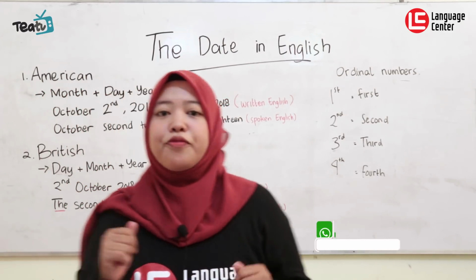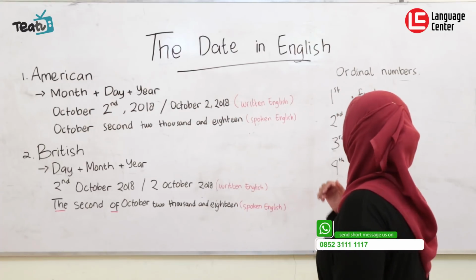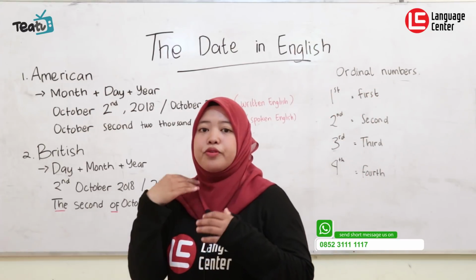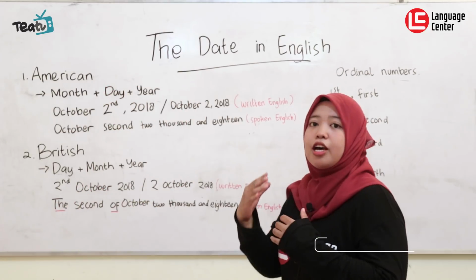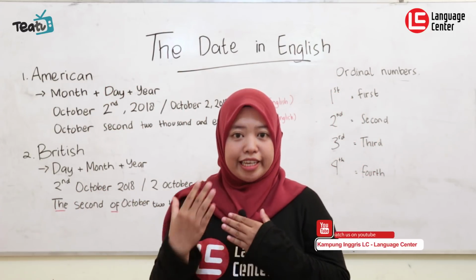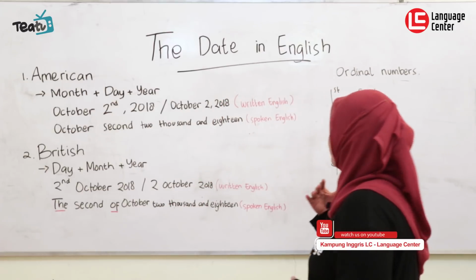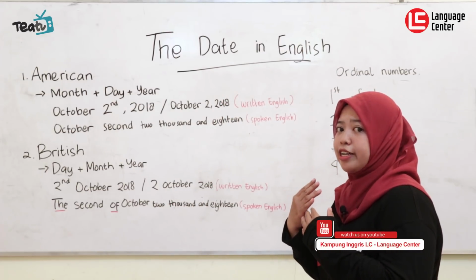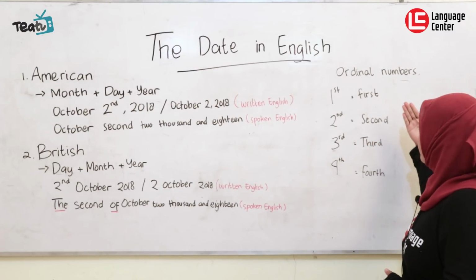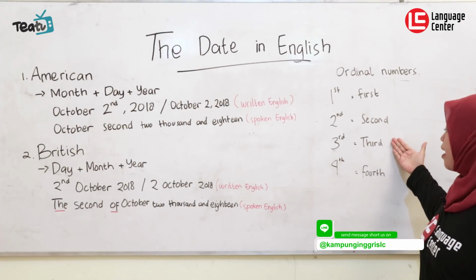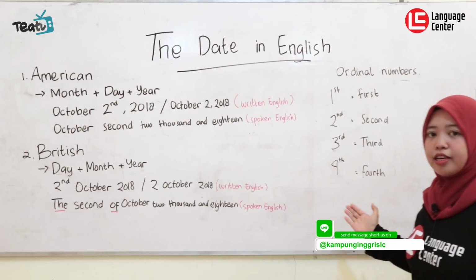Oh yeah, don't forget to use ordinal numbers if you want to say the date in spoken English. What is an ordinal number? An ordinal number is like first, second, third, and fourth. Have you got it?